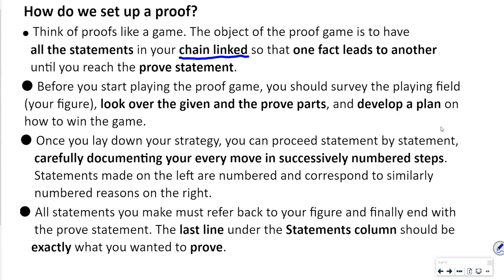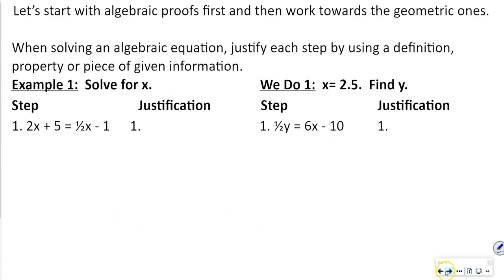All statements you make must refer back to the figure and finally end with the proof statement. The last line under the statement column should be exactly what you want to prove. Okay, now we're going to talk about this more as we work into this, but we're going to first start with an algebraic proof. So this basically says when solving an algebraic equation, justify each step by using a definition, property, or piece of given information. So example 1 says solve for x, right?